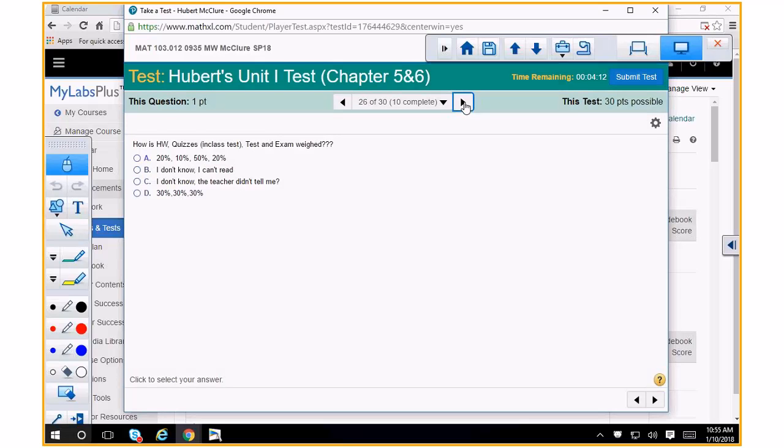All right. Next. Here's the one that's most missed. This is the most missed bonus question in all of my classes. What is homework, quizzes, test, and exam weight? It used to say 20, 20, 60. But I changed it this semester. Which one is it? It's the only one that equals 100.